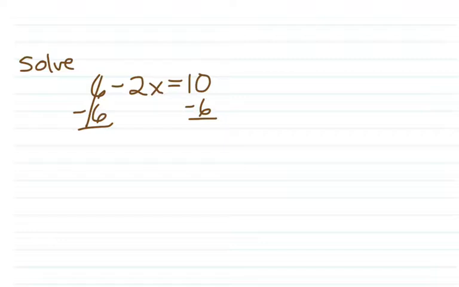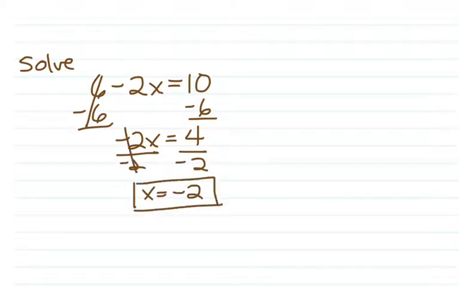Make it go away. So now we have negative 2x, because that minus sign turns into a negative, becomes part of that 2x. So we have negative 2x equals 4. Divide both sides by negative 2, and we get x equals negative 2.